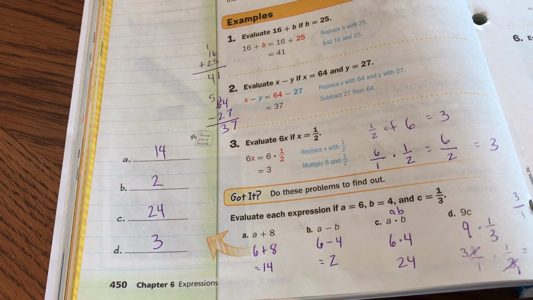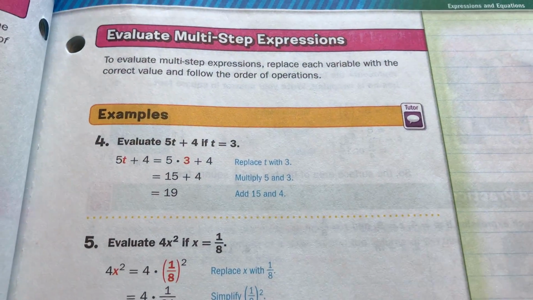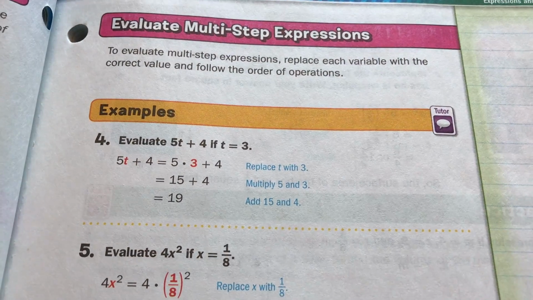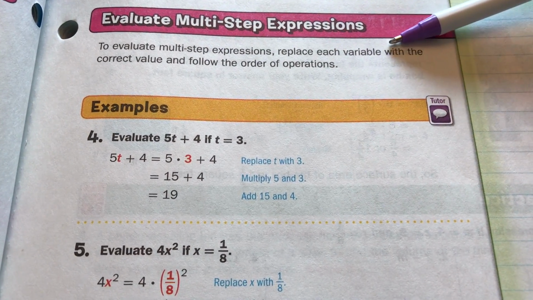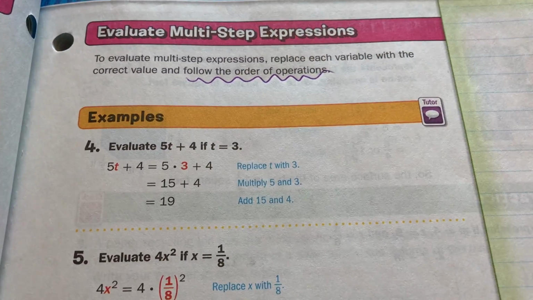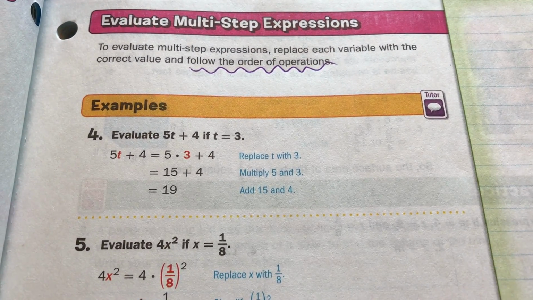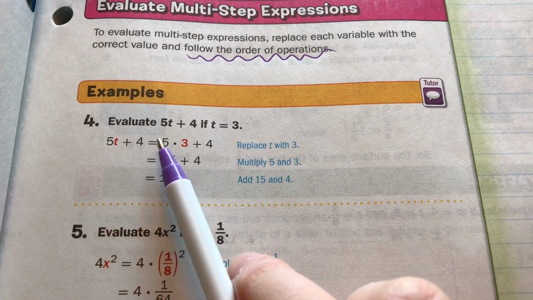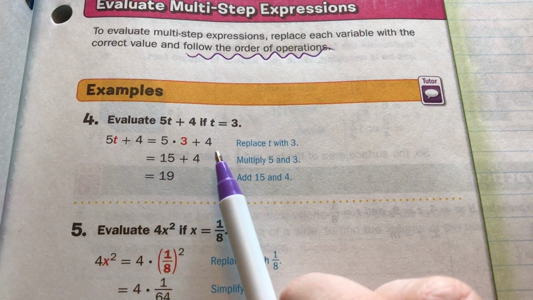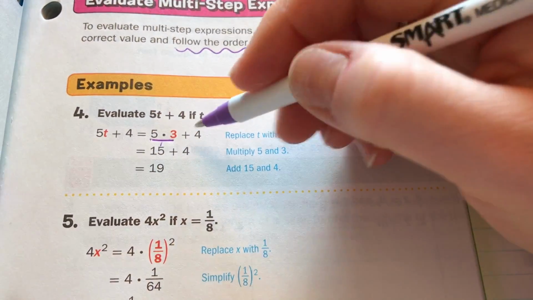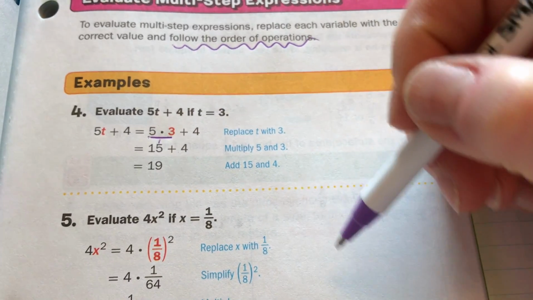Okay, so these were just one-step expressions. Now we're going to do the same thing but multi-step, which means to evaluate multi-step expressions, we have to replace each variable with the correct value and then follow the order of operations that we went over in lesson 2. So here, 5t plus 4, t equals 3. So 5 times 3 plus 4. You do multiplication first, 5 times 3, and then the addition.